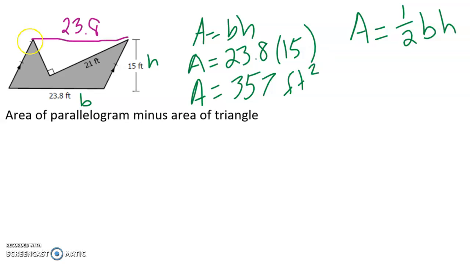But if we look at our triangle, remember what we've talked about throughout these two videos, that base and height are always perpendicular to each other. So they give us the 21 and they show the right angle. That 23.8 is not going to be the height of that triangle because it is not perpendicular to the 21. So we're going to once again use the Pythagorean theorem to find that third side of the triangle so we can find the base and the height. So the base squared is equal to 23.8 squared minus 21 squared.